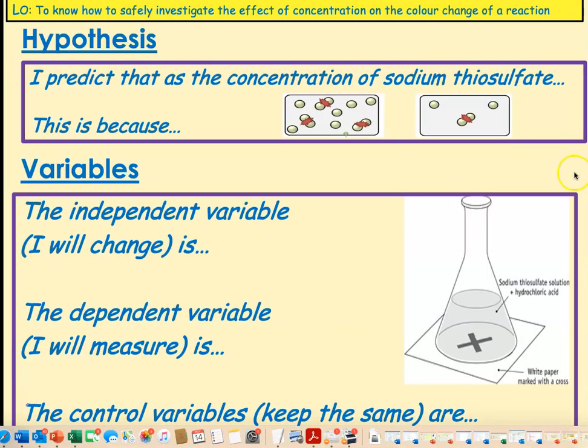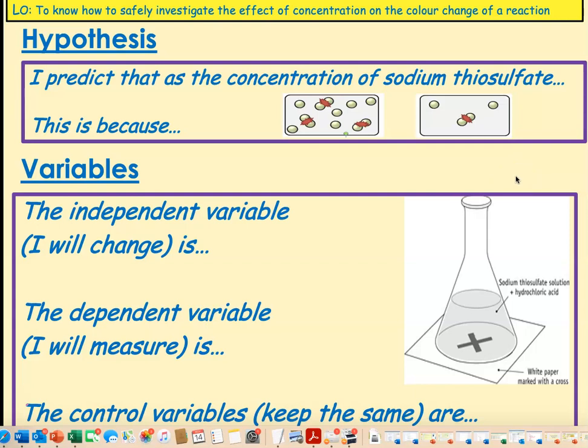Okay, normally you would have to write a hypothesis yourself at this point, but I'm going to guide you through it since we're not actually doing the practical. It would normally begin with, I predict that as the concentration of sodium thiosulfate increases or decreases, and then try to explain it. So you have to say what you think will happen.